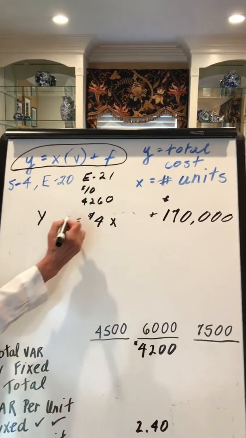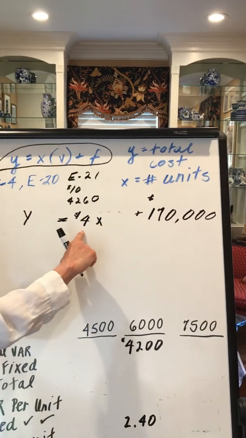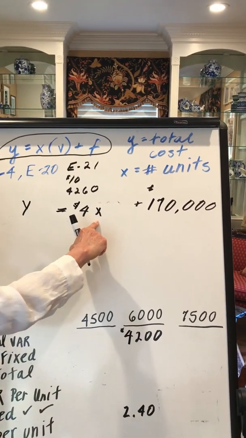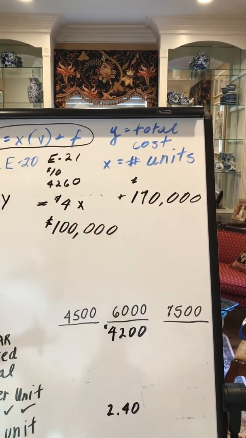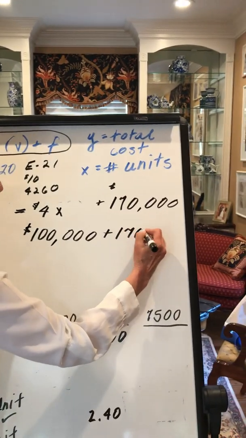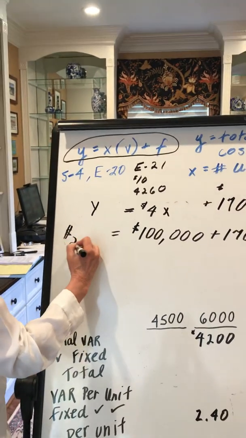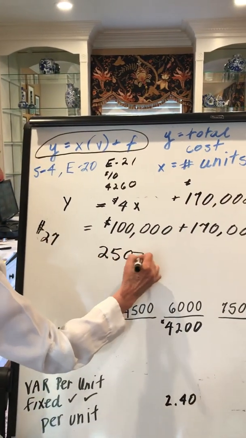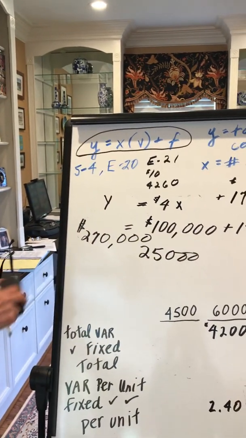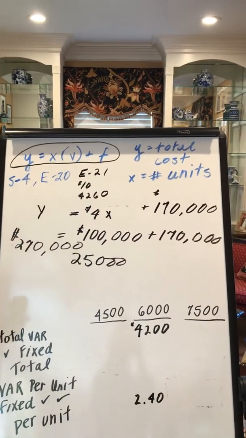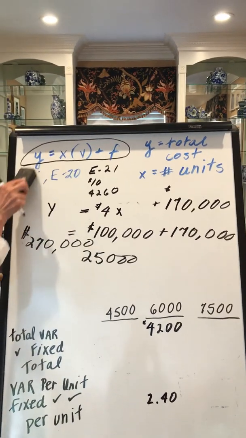Management asks, what will our cost be if we make 25,000 brushes? $4 times 25,000 is $100,000. Fixed costs are still $170,000. Therefore, the total cost for this company to make 25,000 brushes is $270,000. I will leave this up here and we will continue on to problem number 20. This was S4.